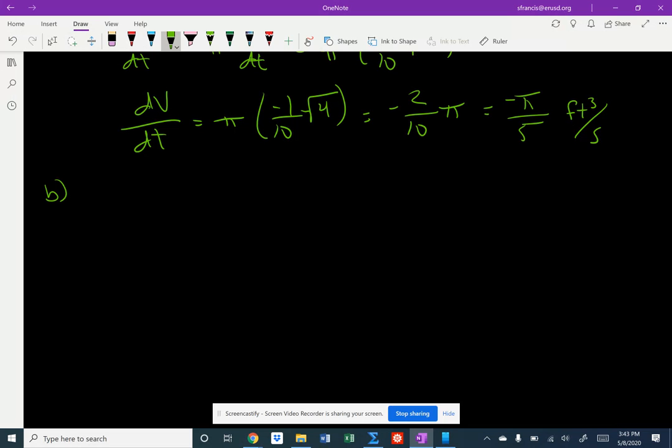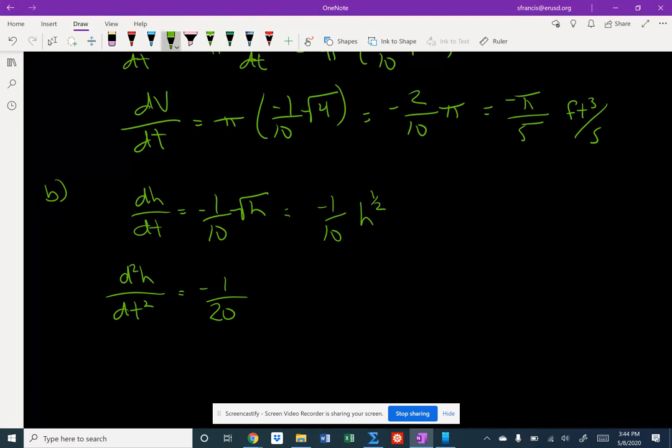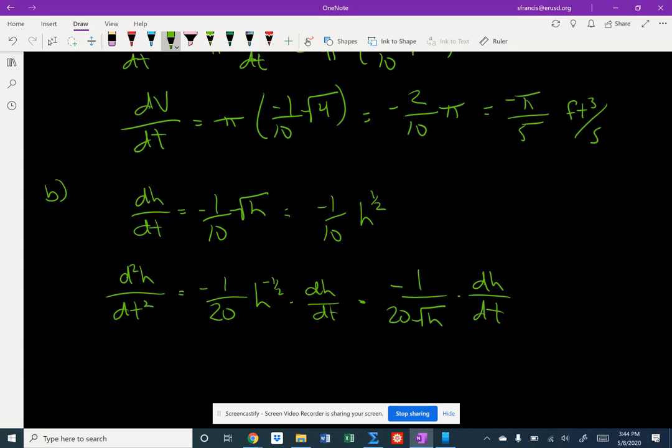I need to figure out the second derivative of h with respect to time. So I know the first derivative of h with respect to time is negative 1/10 root h. And so the second derivative of h with respect to time is going to be negative 1/20th. Remember, this is negative 1/10 h to the 1/2, so I'm going to bring the 1/2 as a multiplier. So negative 1/10 times 1/2 is negative 1/20th times h to the negative 1/2, and because I'm differentiating with respect to t, times dh over dt. So this is actually negative 1/20 root h times dh over dt.